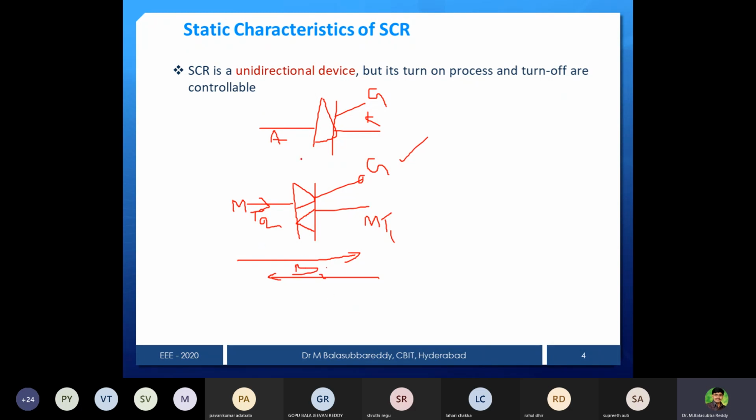But in the thyristor case, it never allows otherwise. It will allow only anode to cathode. It will not allow conduction from cathode to anode. During that instant, the device is reverse biased. That's why the switch will be open. So only conduction from anode to cathode is possible. That is the reason you can say that the SCR is a unidirectional device.